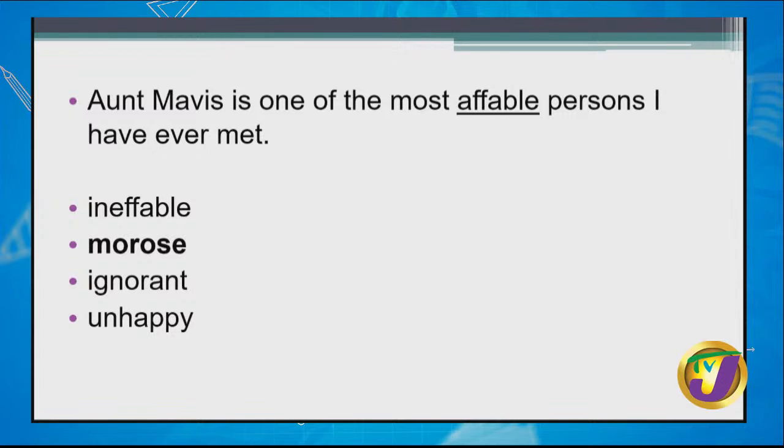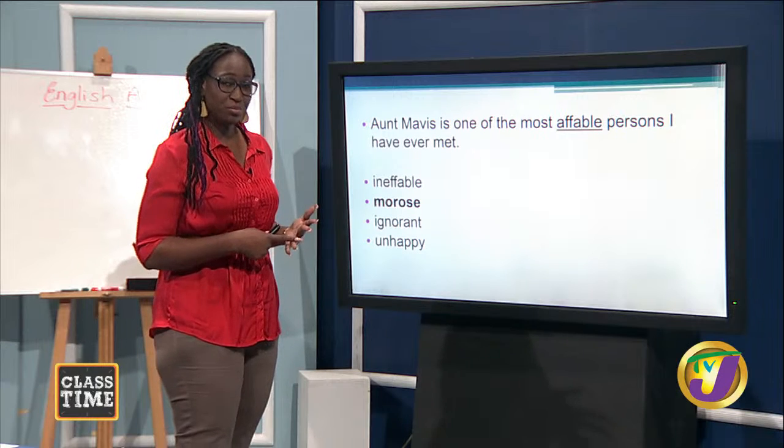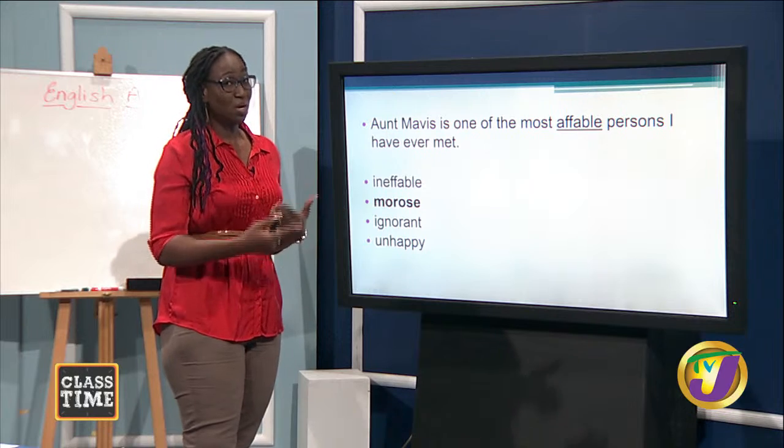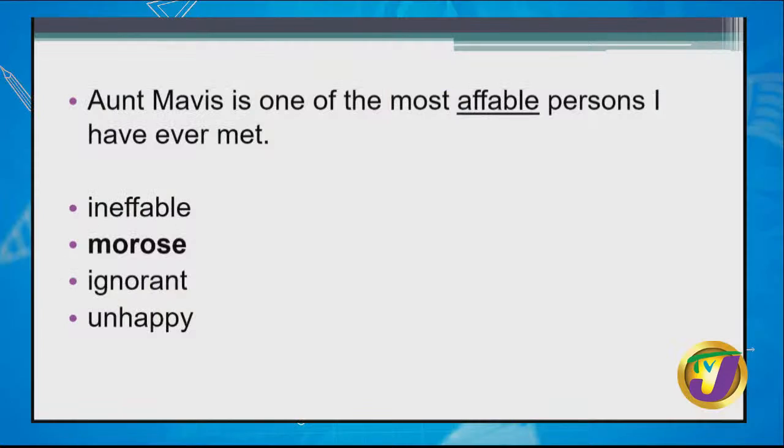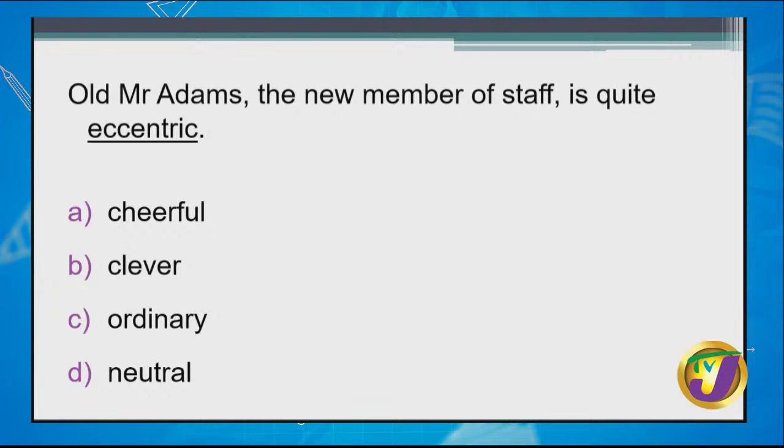Unhappy is a good guess, but again, unhappy is just one layer. Unhappy just says the person is unhappy. It doesn't say that they're necessarily unpleasant. It doesn't necessarily say that they are unapproachable. Someone who is morose is all these things. They have a completely negative outlook on life, whereas someone who is affable is very optimistic, very upbeat. All right, so let's look at the next sentence.